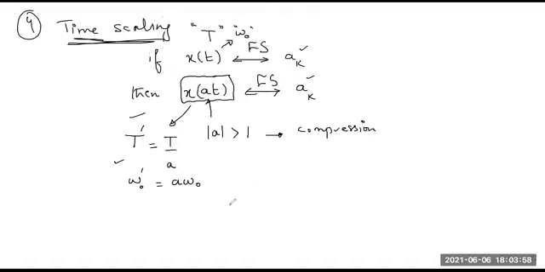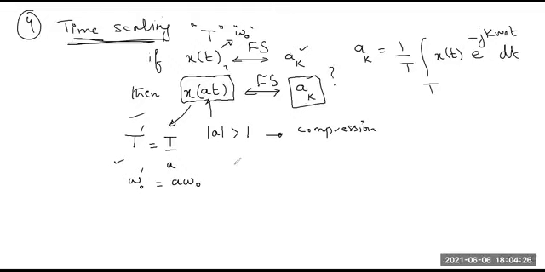We can make use of the same result: the general relationship between ak and x of t is that the Fourier series coefficients ak are represented by this form. We are interested in finding the Fourier series coefficient of this new signal, so let's assume we don't know this result. Let me represent the Fourier coefficient of this signal with a different symbol, ak dash. I'm going to replace this signal with x of at, times e power minus jk omega naught dash t.